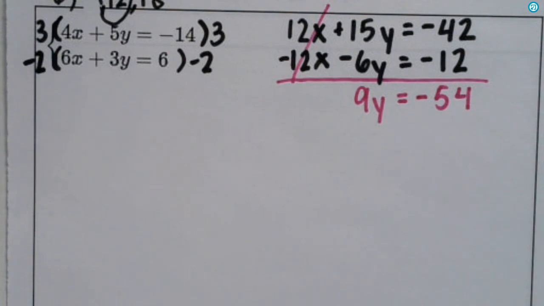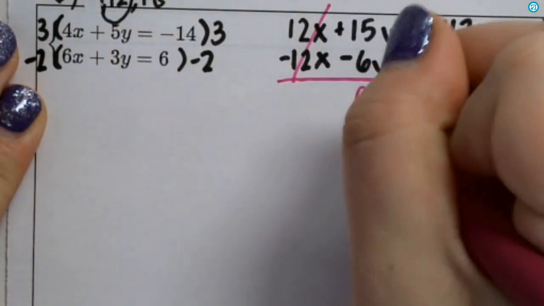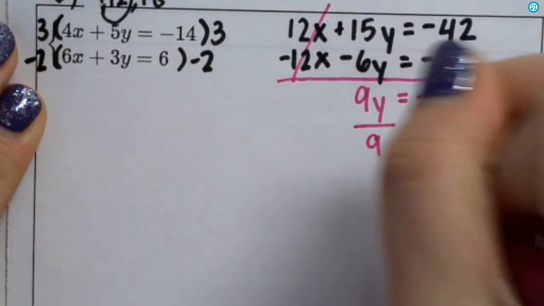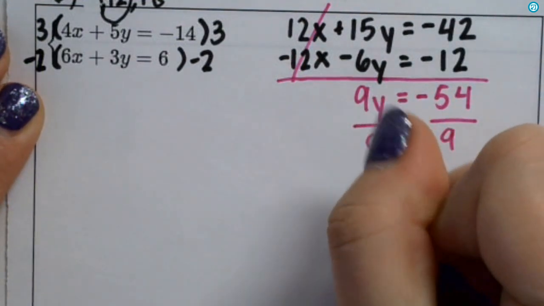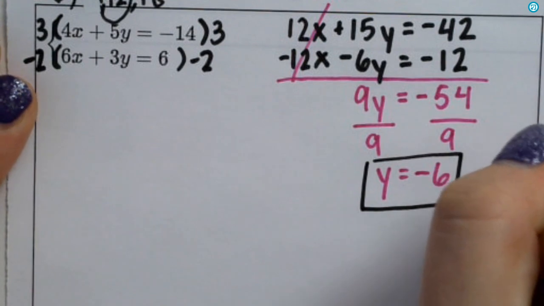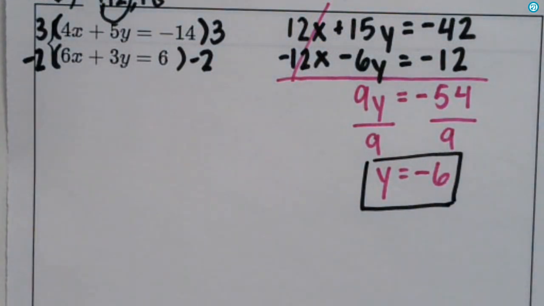That's step 2, adding the equations together to eliminate a variable. Step 3, solve for the remaining variable. So we're going to divide both sides by 9. And we'll get y equals negative 6. All right, 54 divided by 9 is 6. Okay. Any questions about steps 1, 2, or 3?